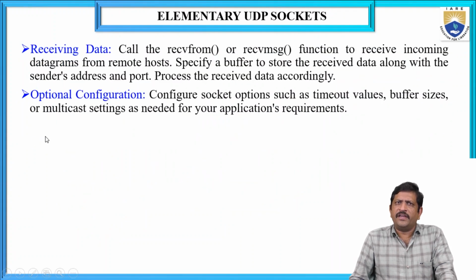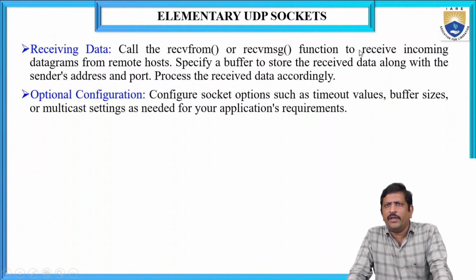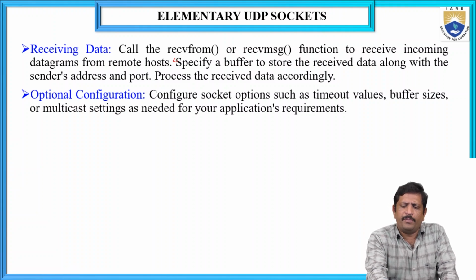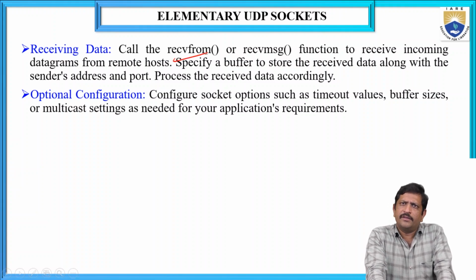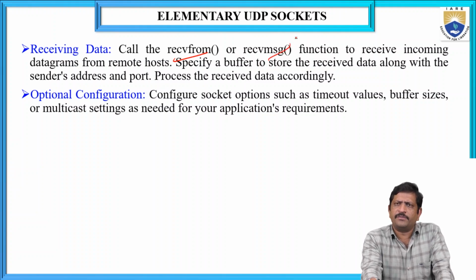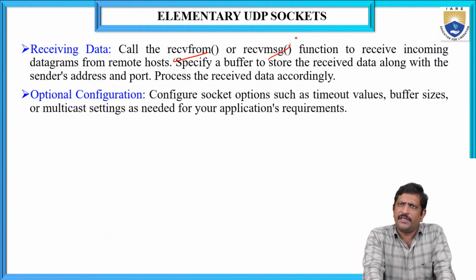Next objective is receiving data. For receiving data, we use the receive message function call and the receive from function call. Receive from indicates which device the data is being received from, and receive message means receiving messages from some other device.